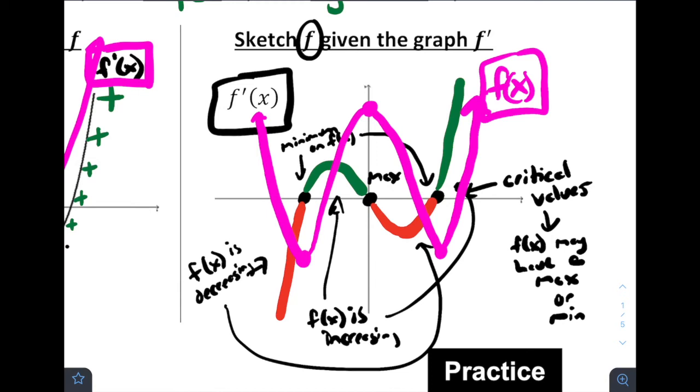And once again, what I'm going to lead into is this idea of an antiderivative. When I have f prime and I'm trying to find f of x, finding the height of these values is not exact.